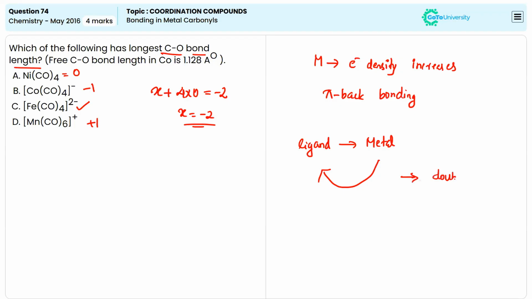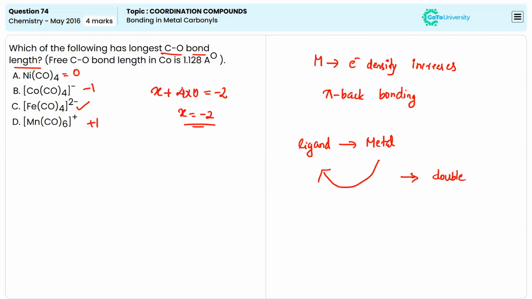Usually the metal-ligand bond will be a single bond because the ligand is giving electrons to the metal. But if there is high electron density on the metal, there is a possibility in which the metal can donate the electrons back to the antibonding orbital of the ligand.